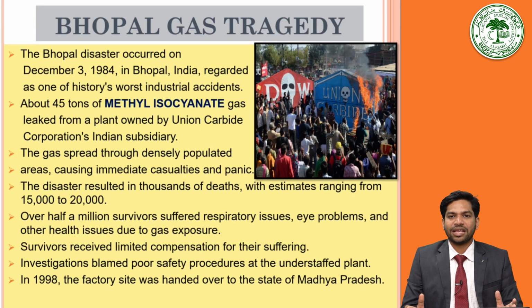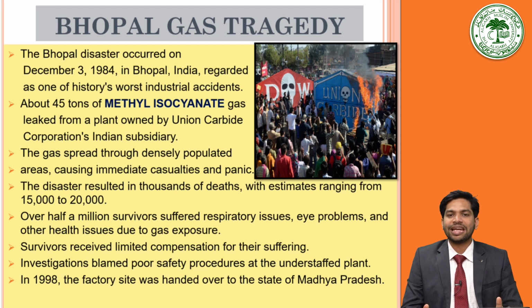Then I would like to share an incident with you. You're very well aware of the Bhopal gas tragedy. If I ask you what gas was used for that, you will immediately say it was methyl isocyanide. So we will next study methyl isocyanide. To brief you with the facts, the Bhopal gas disaster occurred in 1984 in the city of Bhopal, Madhya Pradesh, India, making it one of the worst industrial accidents in history.